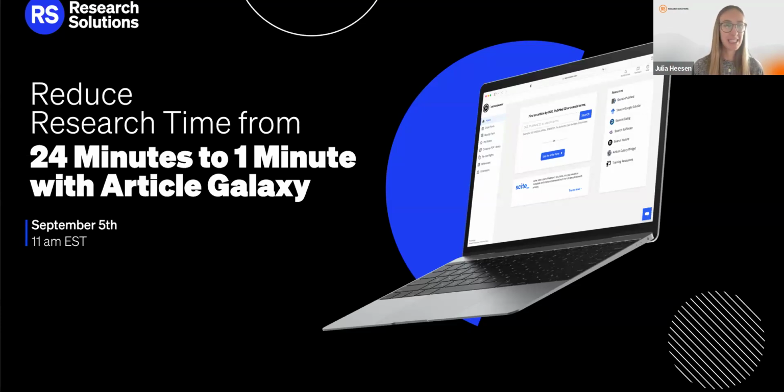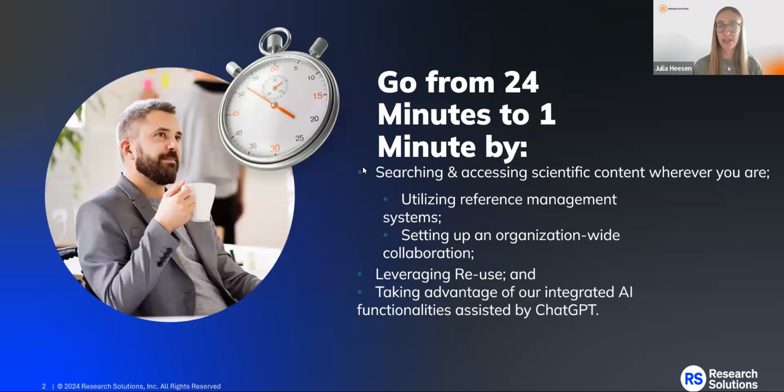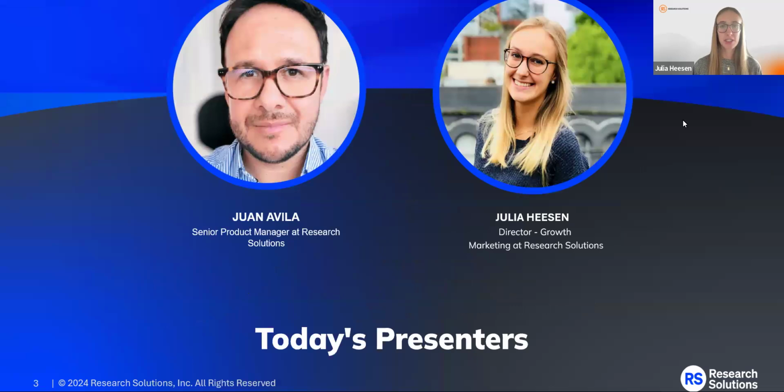So let me give you a brief overview of what exactly we'll be covering today. We'll be showing you a few different ways, as I mentioned, on how you can improve your research processes. One of them being searching and accessing scientific content wherever you are, utilizing reference management systems to speed up your workflows, setting up organization-wide collaboration systems with your peers, leveraging reuse rights so you don't have to spend hours trying to figure out the permissions that you have, and also taking advantage of our integrated AI functionalities assisted by ChatGPT.